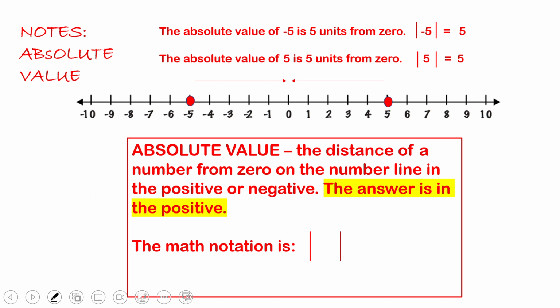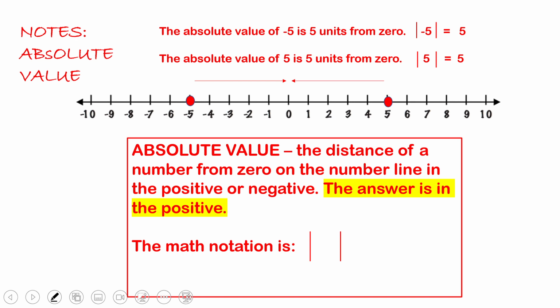Absolute value is defined as the distance of a number from 0 on the number line. So it's just how many units away is the number from 0, whether it's positive or negative. The answer will always be positive. There's a math notation that's a grouping symbol for absolute value. It's two vertical lines, and anything in that grouping is in the positive, denoting absolute value.